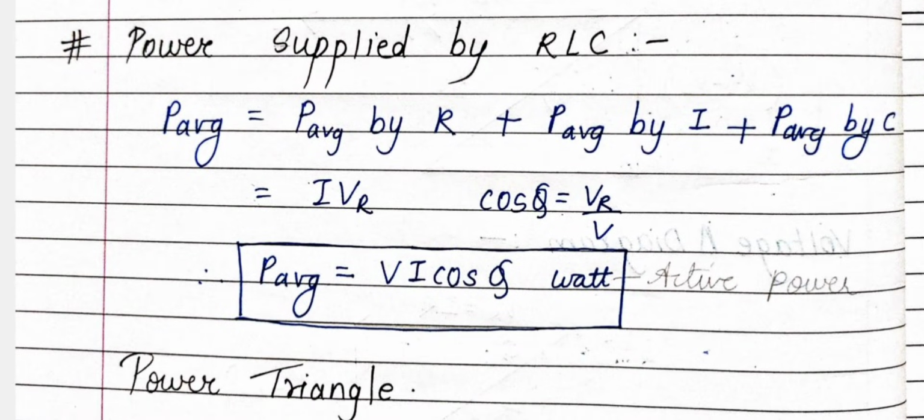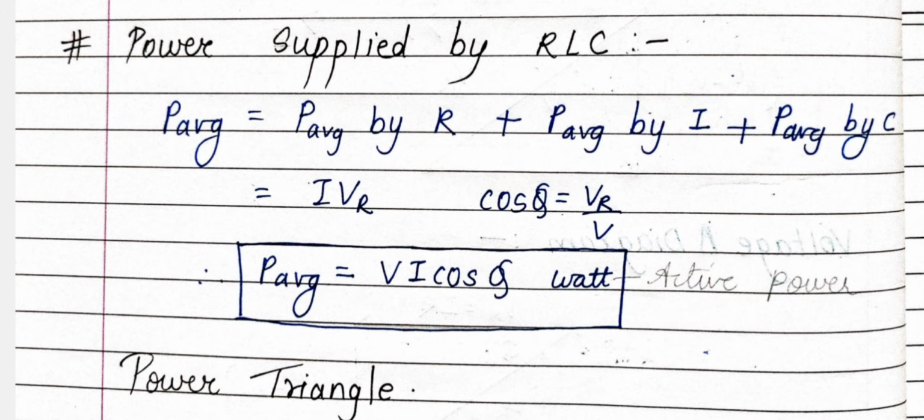Then we have power supplied by RLC. This is also a part in RLC. After the 3 cases you have to write this. So what will be the power supplied by RLC? We know what is power average of resistance, power average of inductance, and power average of capacitance. This is completely related with our part 1 video. Still I am telling you, if you have not seen that video, please go and refer that. Otherwise in this you will be getting confused.